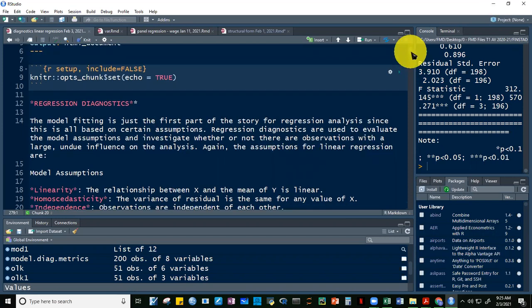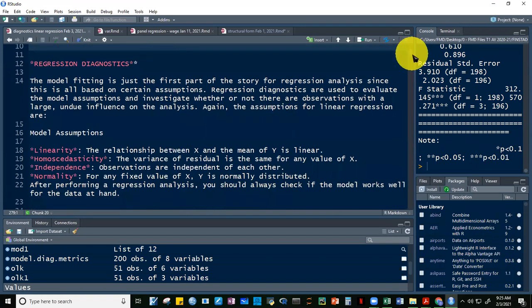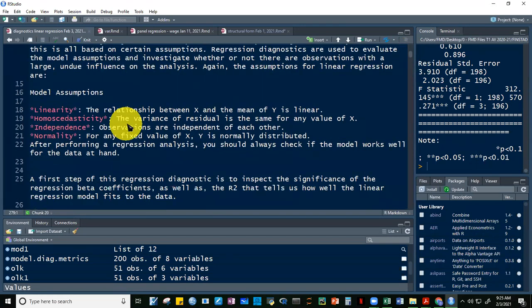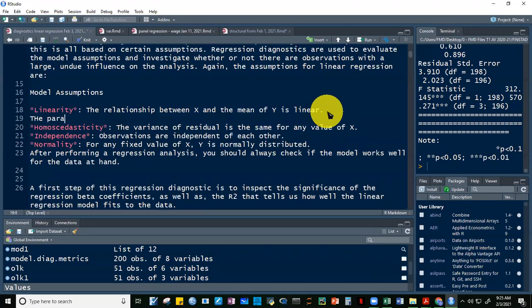Some of these are ito, linear. Dapat yung relationship between x and y is linear. Also, another meaning of linear is that the parameters should be linear. Okay? Ano ibig sabihin ng parameters should be linear?